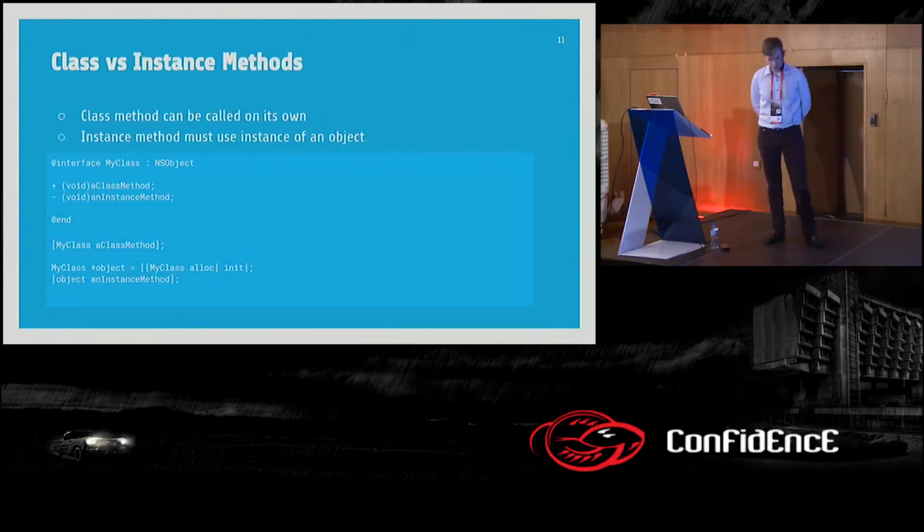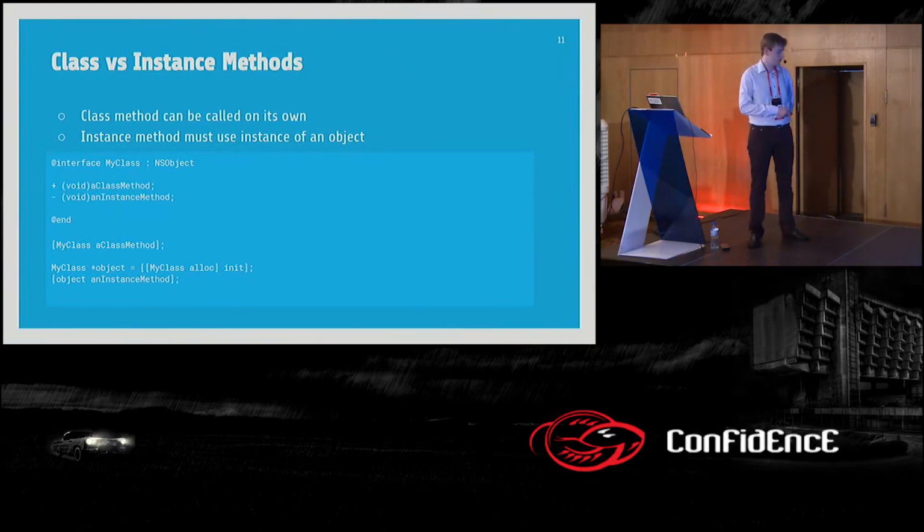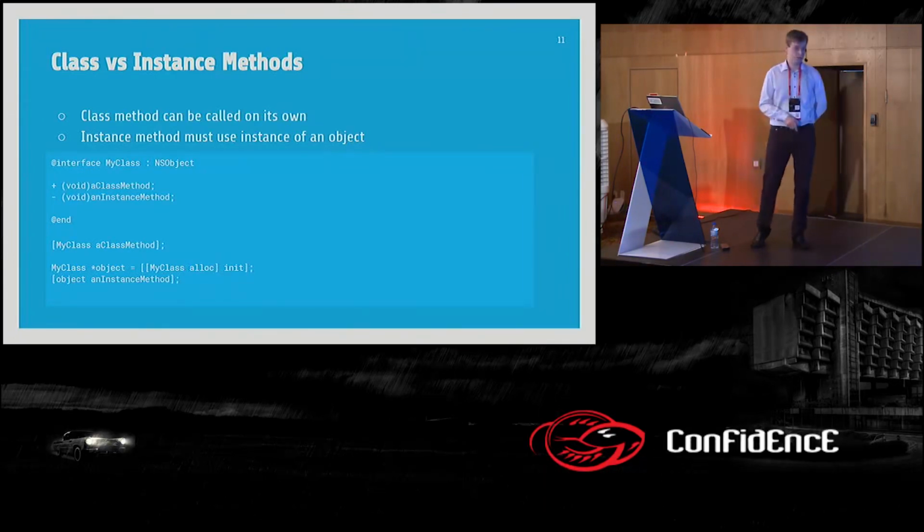Simple as that. In Objective-C, you have two kinds of methods: class and instance methods, and they are denoted differently. This is the interface of the class. You have two types of methods, one which is a class method, and you can see the plus sign here, and one which is an instance method, and you can see the minus. And the difference is simple. You can call the class method on its own, whereas in order to call an instance method, you first have to allocate memory and initialize an object, and then you can call the instance method on a particular instance of an object. This will be useful later on during our application analysis.